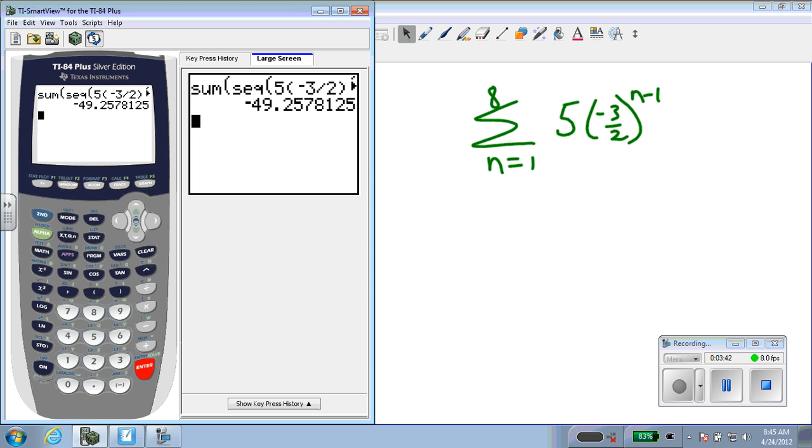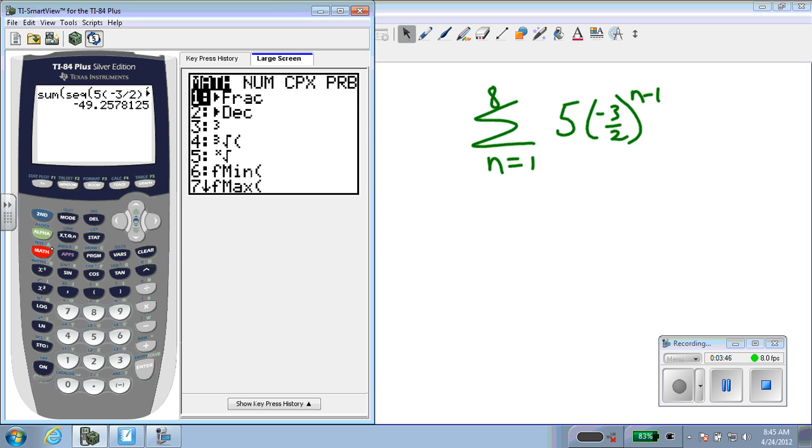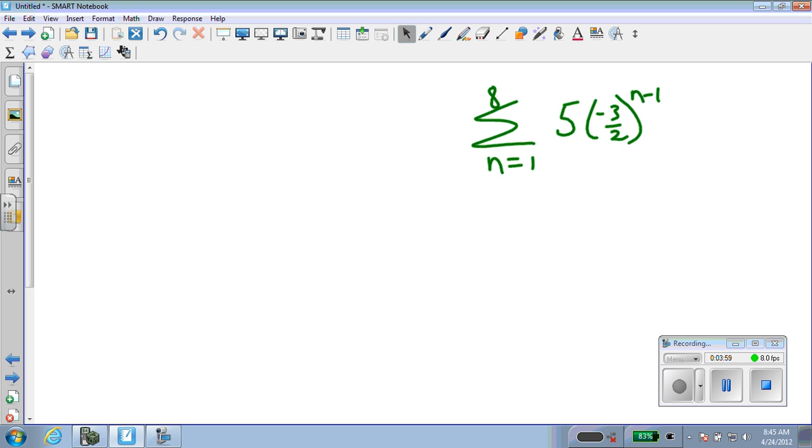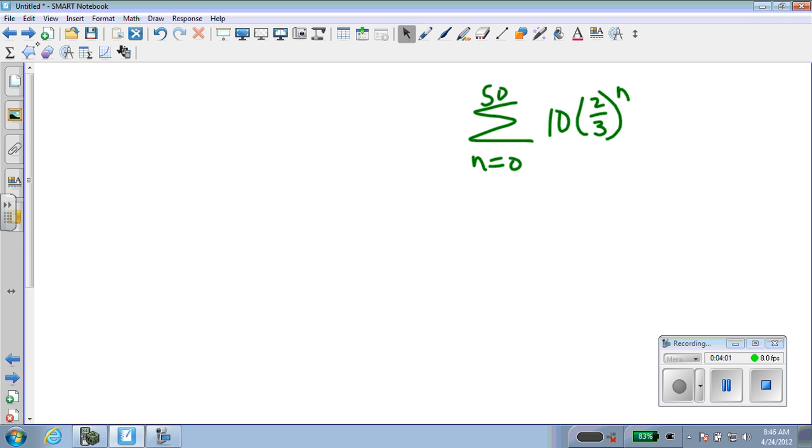And it says my sum is about -49.258. Again, I'm going to try math fraction just to see if it's a pretty fraction. It is a pretty fraction. That's a preferable answer rather than a rounded answer. So -6,305 over 128. Definitely a calculator problem.